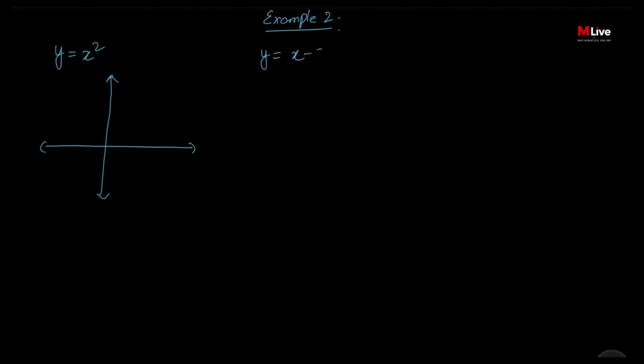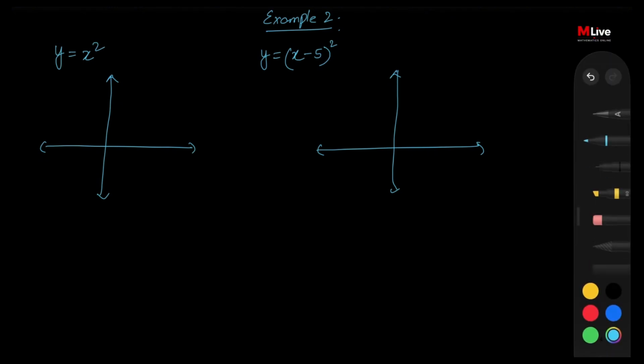We can do another example to see exactly how the translation works for other forms of equations. So you remember we did y is equal to x squared, which was a parabola, and this also was passing through the origin 0, 0. Now let us say you have to create the graph of y is equal to x minus 5 whole square. Now see here, these two equations are very similar, right? Instead of x, it's just x minus 5 now.